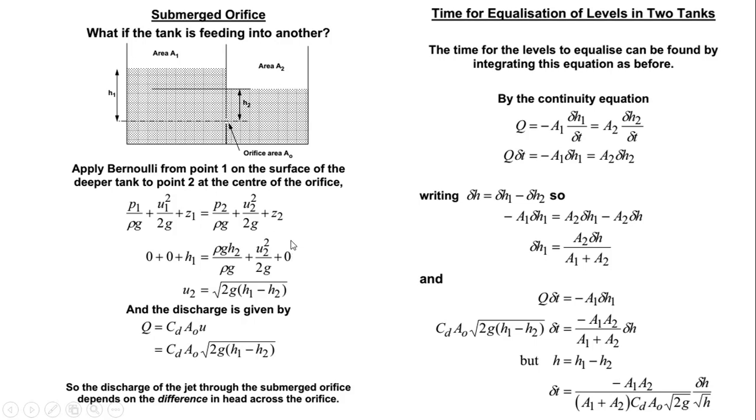Then Z2 is equal to 0, because this is the point that you are looking at when the tanks are going to equalize. So U2 will be this formula that we have. Then with CD, the discharge that we are going to get is CD A naught square root of 2G (H1 minus H2). So if we look at this point, we've got 2G (H1 minus H2).